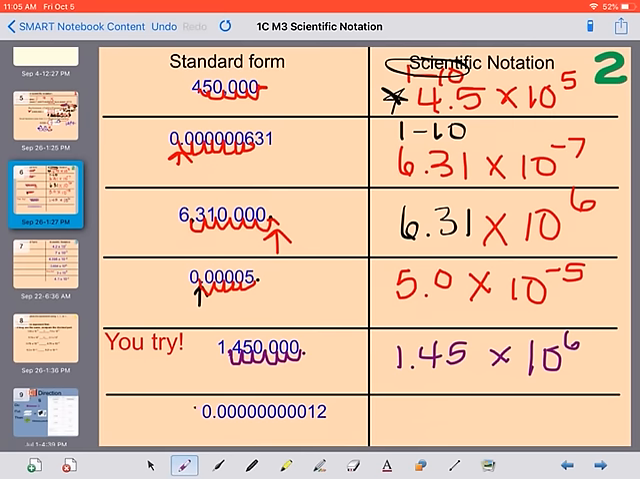Alright, this next one, it looks like a lot of zeros. I'm going to ignore them for a moment. We have 12. That is not between 1 and 10, but 1.2 would be. So how many times would I really need to move my decimal? I'd need to divide by 10. We're going to the left. Remember, it's negative on our number line. 1, 2, 3, 4, 5, 6, 7, 8, 9, 10 times we moved our decimal. But we went to the left, so it's a -10. We were really dividing by 10 ten times.